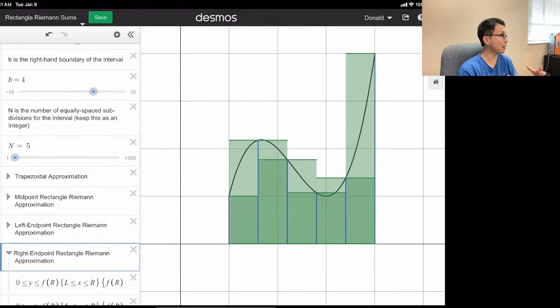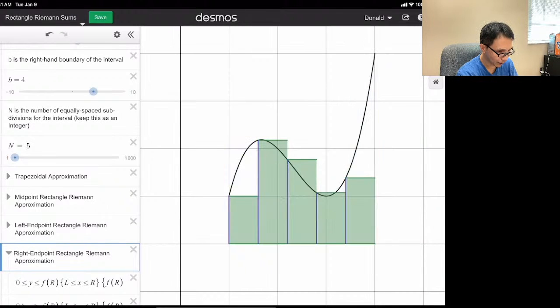Those are the things that you have to justify on the AP exam. Those of you who took the AP exam last year, you had to justify this. Is this an over approximation or under approximation? It really depends on whether the function is going up or going down. If it's going down, then right end is going to be an under approximation because you base on the right endpoints. Okay, so there are other ways to do it.